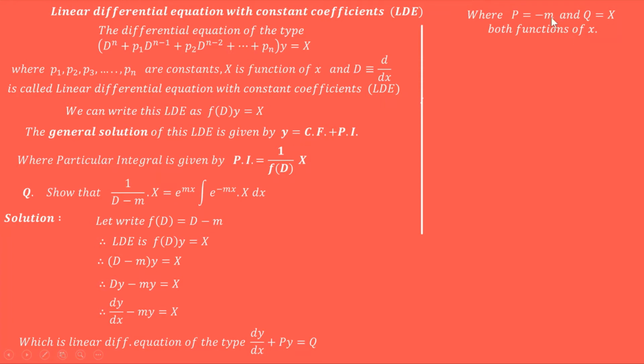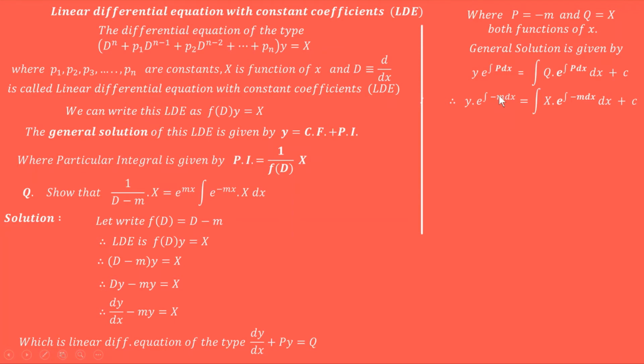Here m is a constant, so we can treat it as a function of x. So capital P as well as capital Q both are functions of x. So this is the linear differential equation. We can solve this by using its general solution, which is given by y e^(∫P dx) = ∫ Q e^(∫P dx) dx + c. Now put here the values of P and Q, and so we get y e^(∫-m dx) = ∫ X e^(∫-m dx) dx + c.